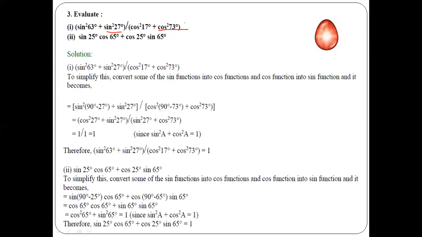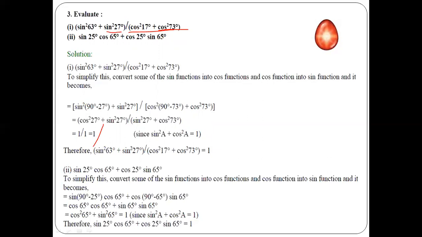So sine square 63 plus cos square 63 equals 1, by using the identity sine square theta plus cos square theta equals 1, right? Similarly, in the denominator also sine square theta plus cos square theta equals 1. 1 by 1 equals 1. Hence proved.